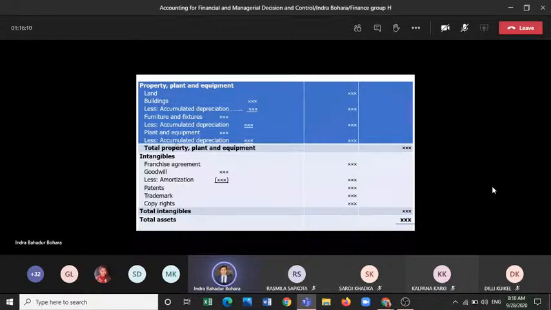This is not your own goodwill. What you should never forget is that the goodwill which you have seen in the balance sheet of the company is not the goodwill of its own company. The goodwill which we have seen in the balance sheet is the amount of goodwill paid to another company at the time of purchasing their business.